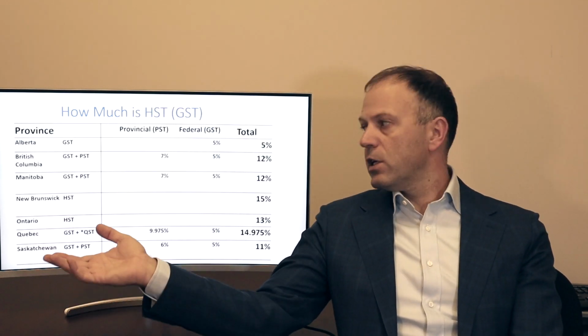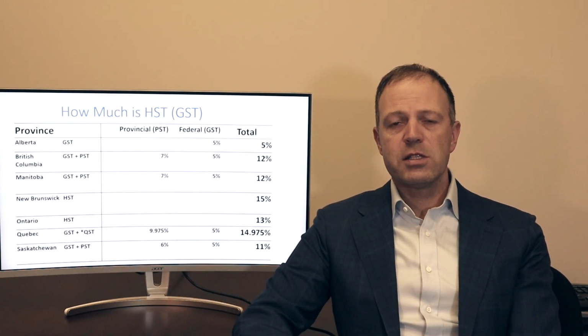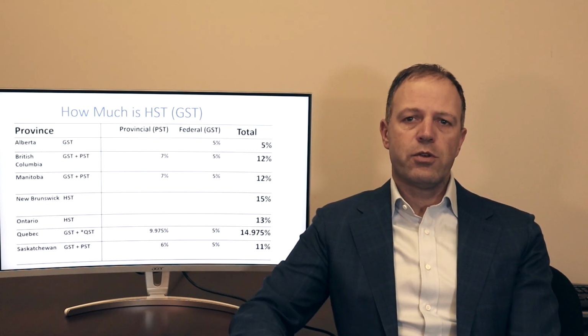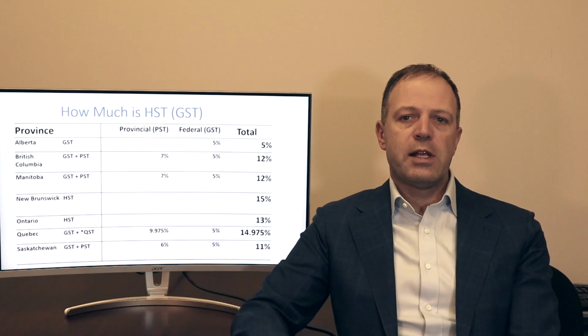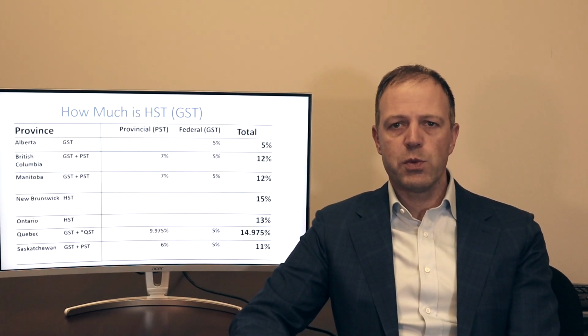So here's the partial table of different provinces and their rates. You can see that Alberta represents 5%, Ontario 13%, and New Brunswick, which is supposedly an HST province, is 15%. Quebec is close to 15% as well.